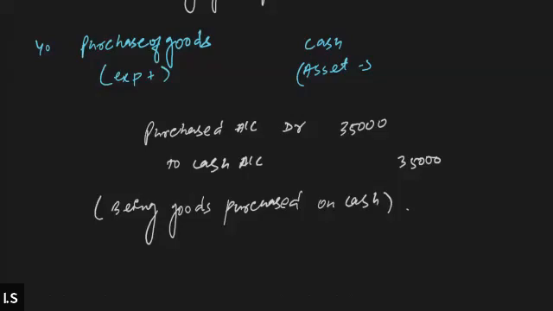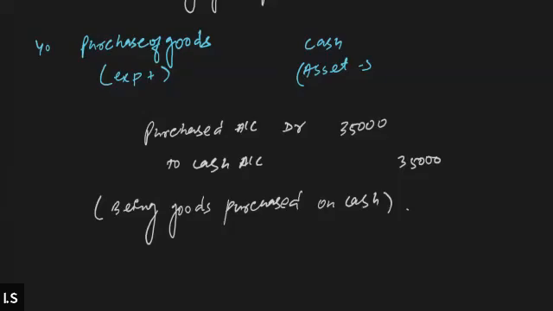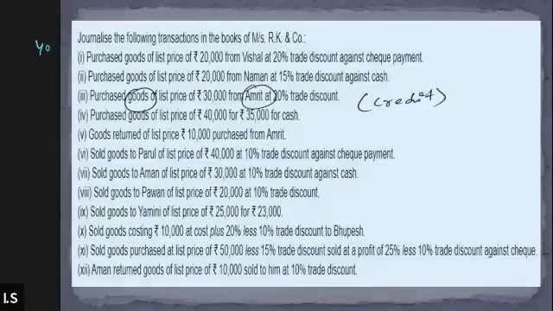Okay, anyways. So, just confirm if this journal entry is clear to all of you or not. Labiba, Ritika, Vanisha. Yes, clear. Ritika and Vanisha, is this clear to you? All right.